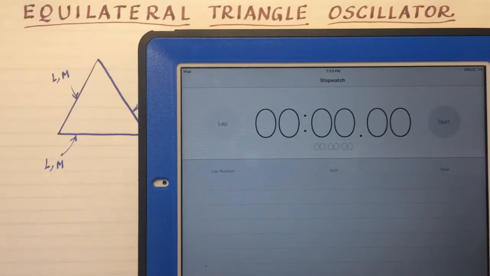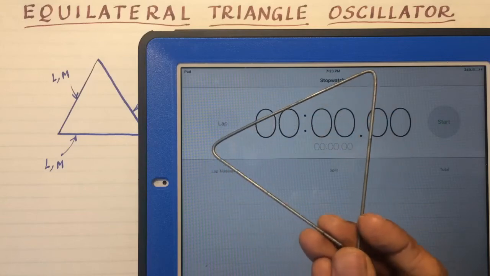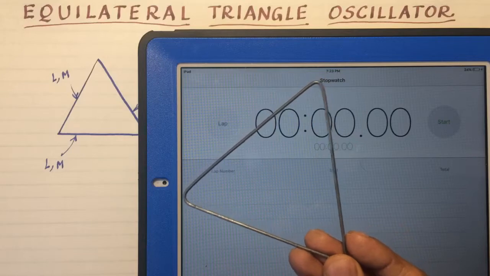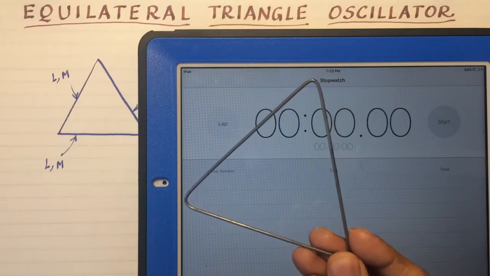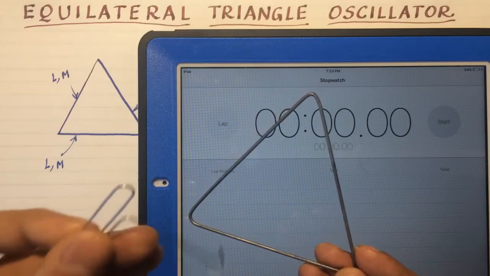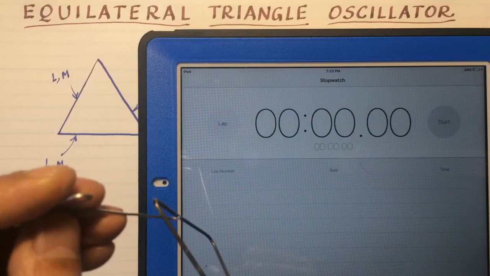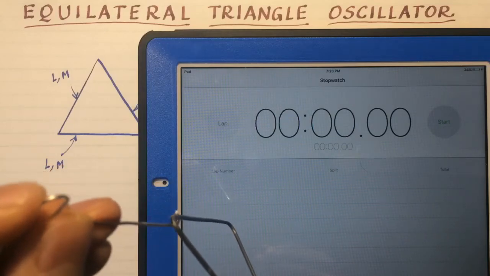I'm going to start this video with a small experiment. I have here a triangular oscillator. What I've done is taken a broken bicycle spoke and bent it into the shape of a triangle. Now I also bent a paper clip to act as a pivot, and I'm going to let this swing by a certain number of oscillations and time it using my stopwatch here.